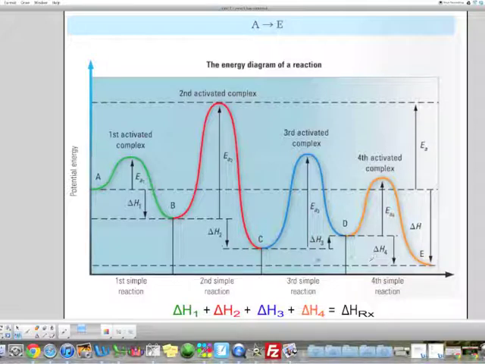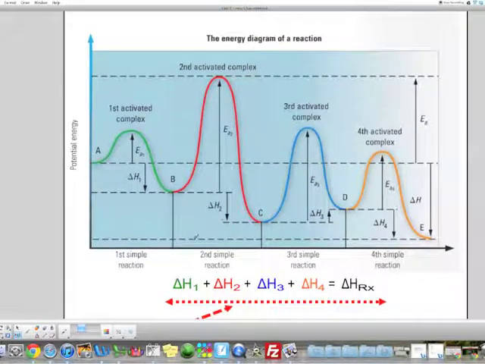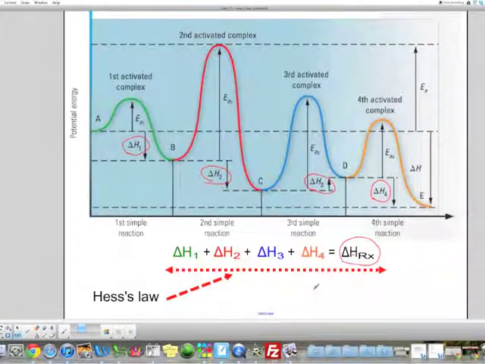So to find the delta H, the energy involved in the whole process, what do we have to do? Well, it's written here underneath. We have to add up the different individual delta H's. So this one plus this one plus this one plus this one will give me the amount of enthalpy involved for the whole process. So the total enthalpy change for the whole process or reaction or mechanism, whatever you want to call it. So that's what Hess's law is all about.